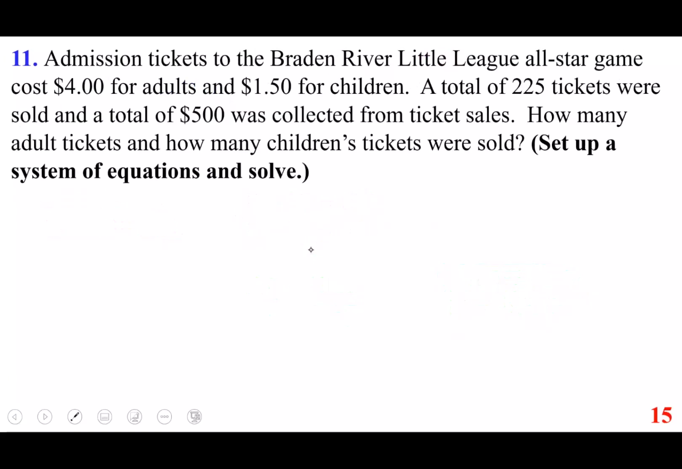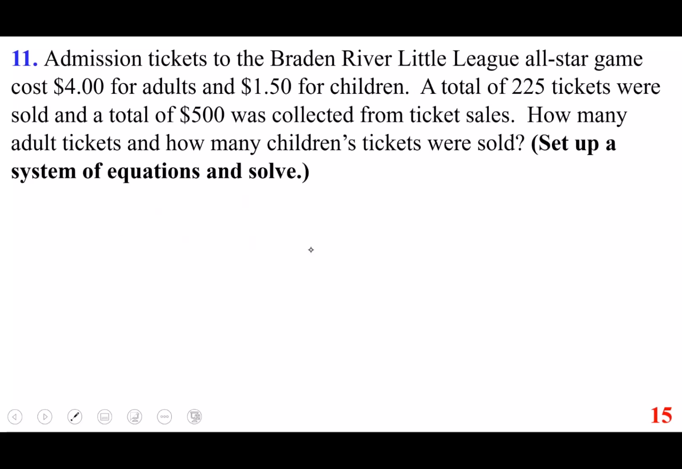Could somebody read this? I can. Admission tickets to the Braden River Little League All-Star Game cost $4.50 for children. A total of 225 tickets were sold, and a total of $500 was collected from ticket sales. How many adult tickets and how many children tickets were sold? Set up a system of equations and solve.